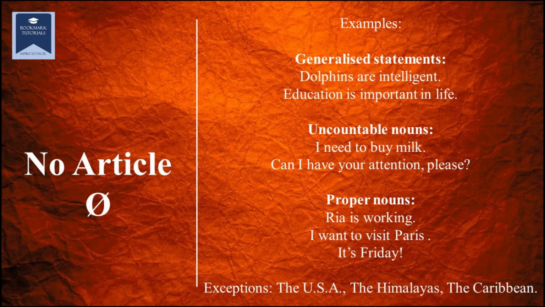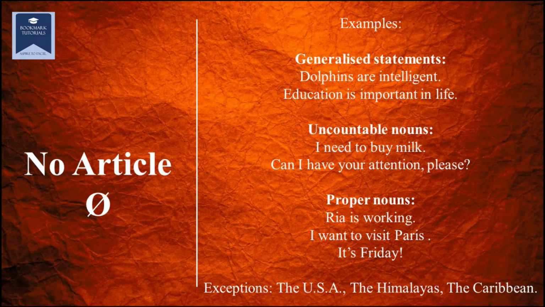I already mentioned that we don't use articles in certain contexts. We can look at some examples. Generalized statements such as dolphins are intelligent, or with uncountable nouns. Look at the examples. I need to buy milk. Can I have your attention, please?